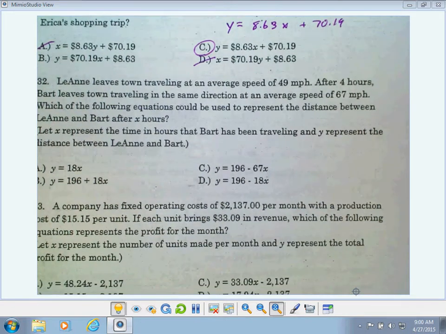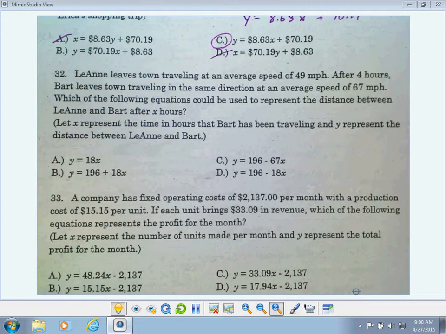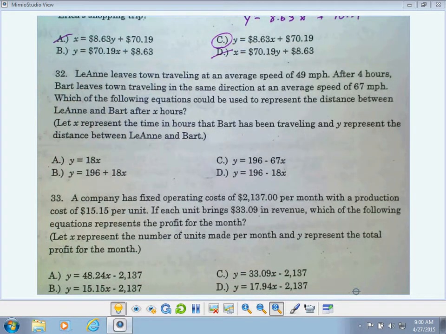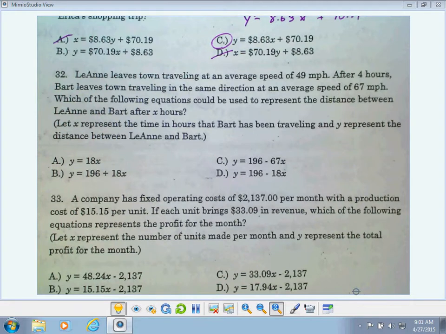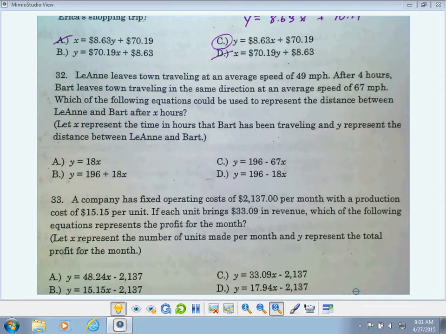Alright, number 32, Leanne is traveling at an average speed of 49 miles per hour, and after 4 hours Bart leaves town. Okay, you guys have seen this type of problem on the Keystone, or on the Study Island work that we've done, so let's see what we got here again. So she's leaving town, traveling at an average speed of 49 miles per hour. After 4 hours, Bart leaves town in the same direction at an average speed of 67 miles per hour. So if you read that right, you know Bart is going to catch up to her eventually because he's driving faster than she is. The question is probably going to ask us how long it is going to take, or somehow write an equation that represents how long it would take. So let's see what we can figure out here.